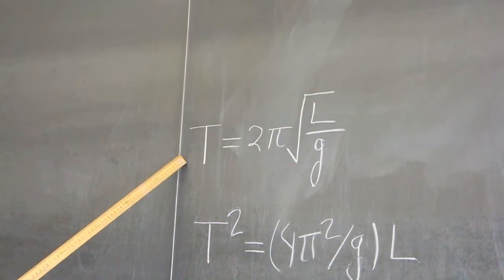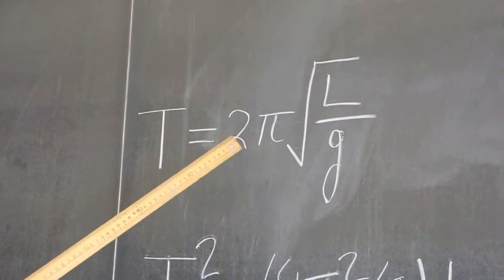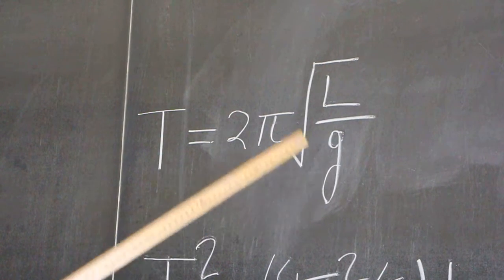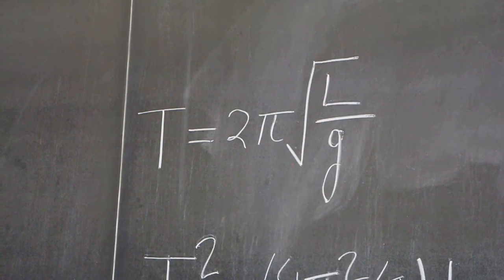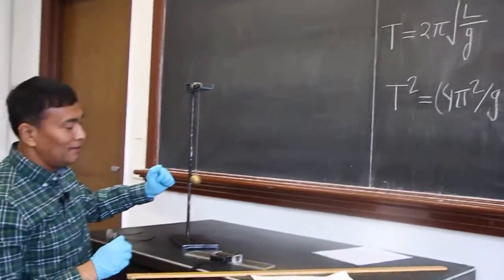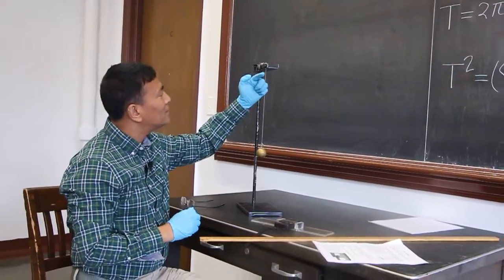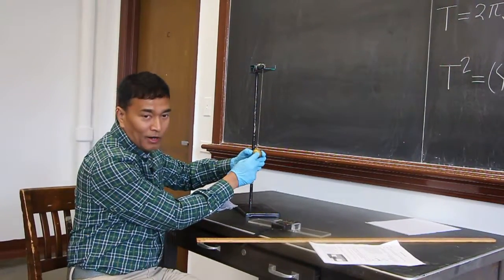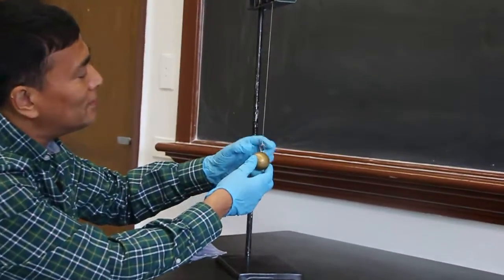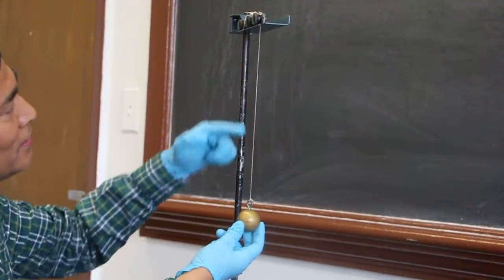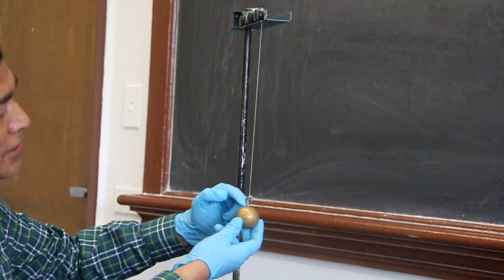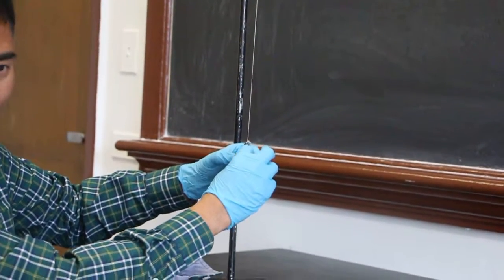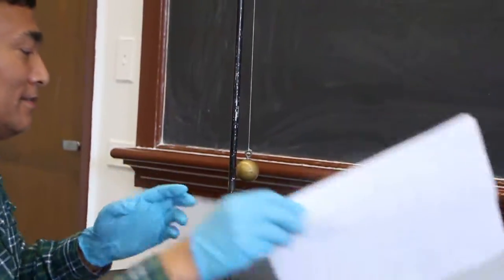T is the time period, and time period is equal to 2 pi, pi is a constant, 3.14, times the square root of L divided by g. L is the length of the pendulum, starting from here to the center of the bob. So if you measure the distance from here to here, which is the length of the string, you have to add the radius of the bob. So let's do that first.